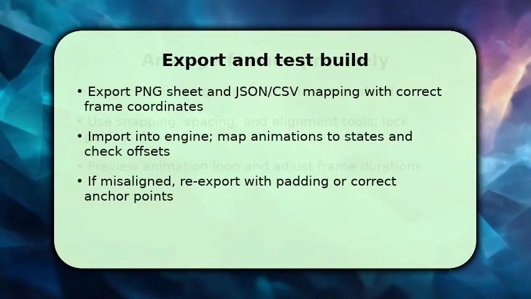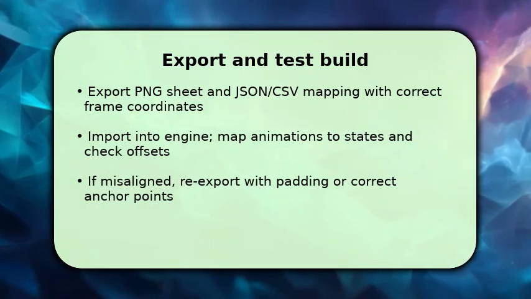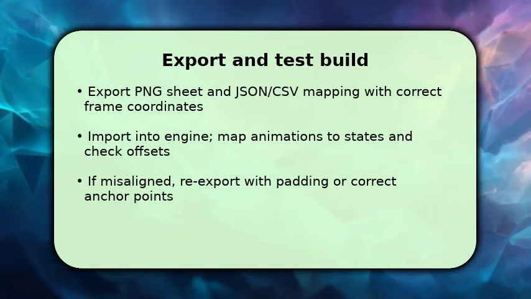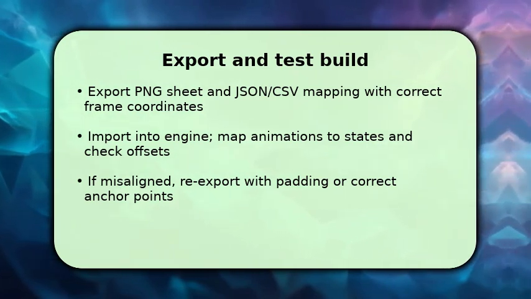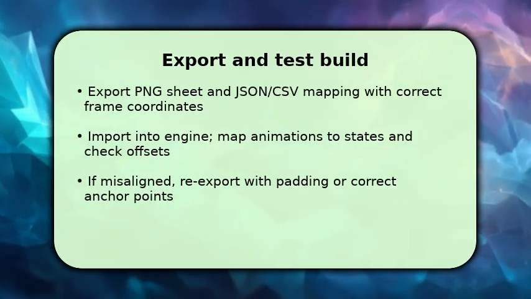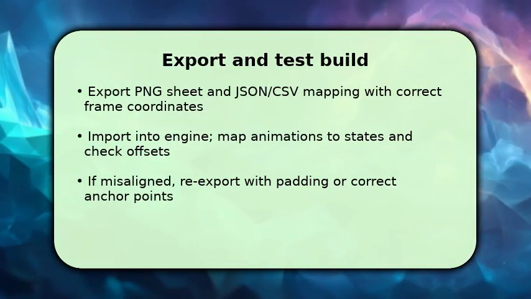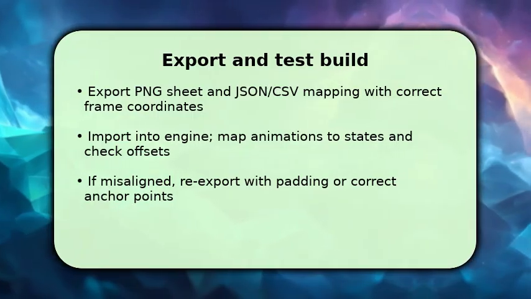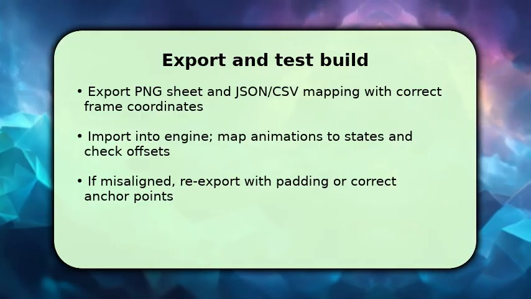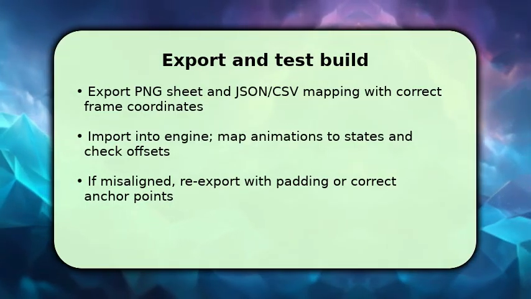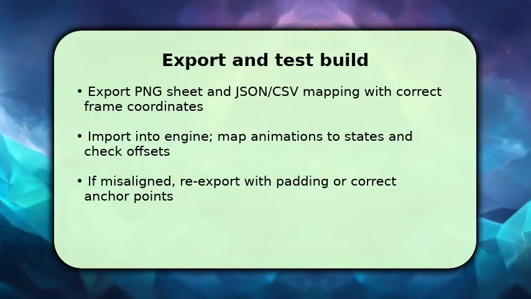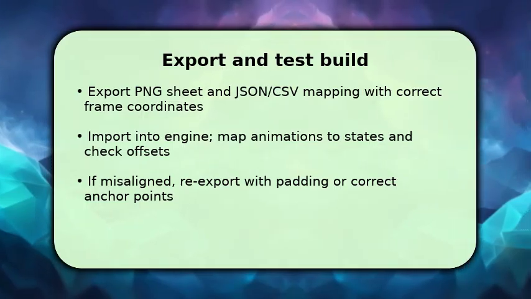Finish by exporting the PNG sprite sheet along with its mapping file, choosing the coordinate format your game engine expects. Then import both into your project, map the frames to animation states, and verify offsets and anchor points so hitboxes line up. Once done, run the build and test multiple animations together. If frames appear shifted or jittery, reopen the sheet maker, add uniform padding or correct anchor points, and export again. That single fix resolves most alignment errors.